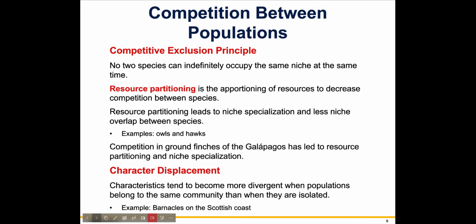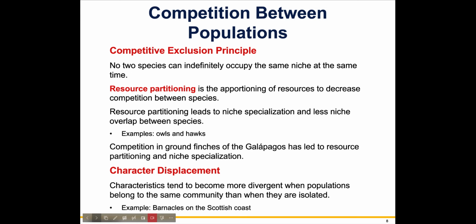A great example from Darwin's time were the Galapagos finches. What we see, and we'll see in a moment, is that we partition the resources, we develop a very specialized niche, and now we can have those many different kinds of finches in the Galapagos Islands.